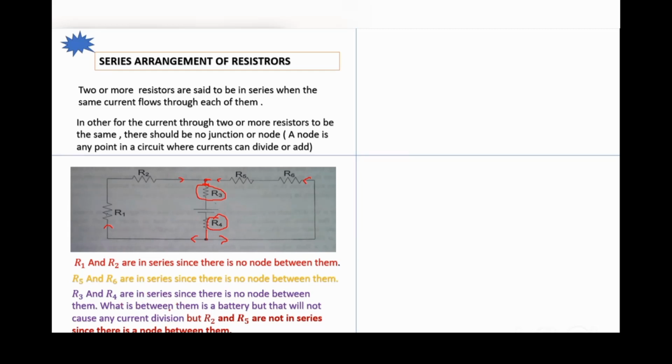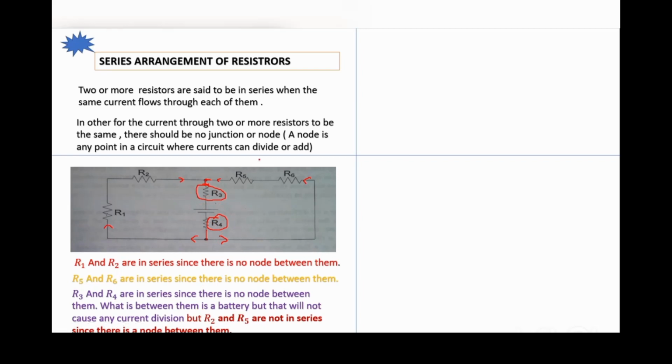What is between them is a battery. But you see, what is between them is a battery, but it will not cause any current division. Are you getting it? This battery will not cause any current division. But R2 and R5 are not in series, since there's a node between them.